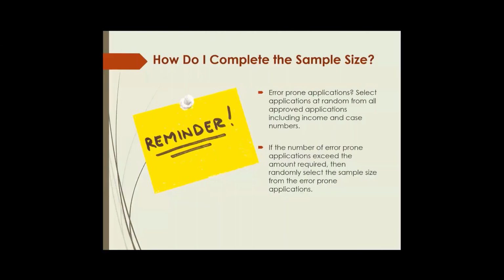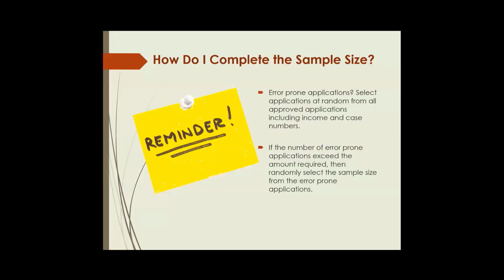We talked about earlier how to complete the sample size, so we're just going to go through that really quickly. For sample sizes based on error-prone applications, there may not be enough applications to meet the criteria. When this happens, the SFA must select at random additional approved applications to complete the required sample size.